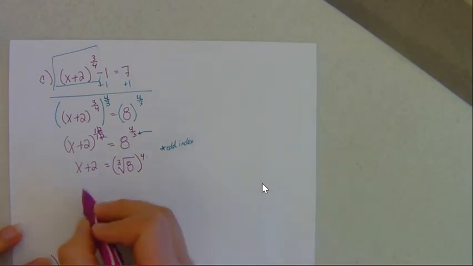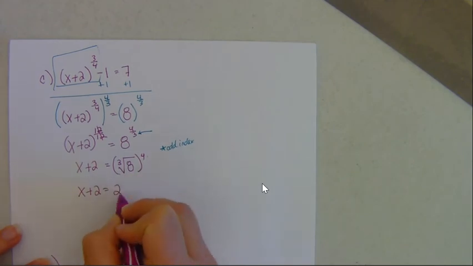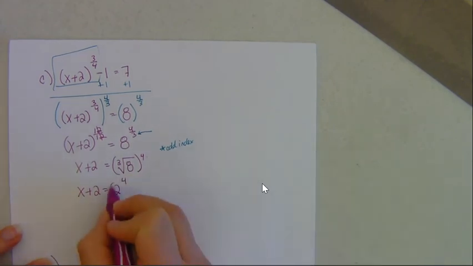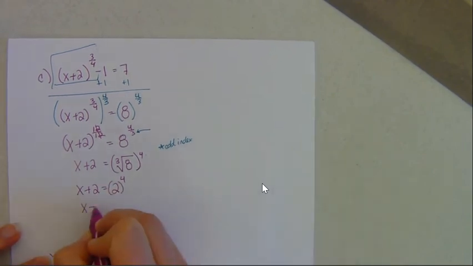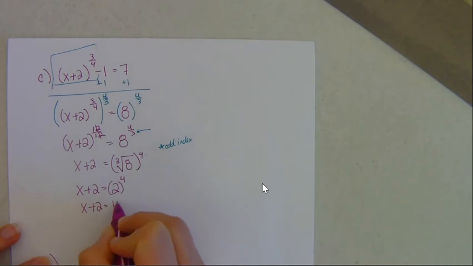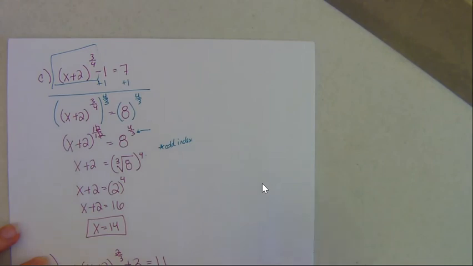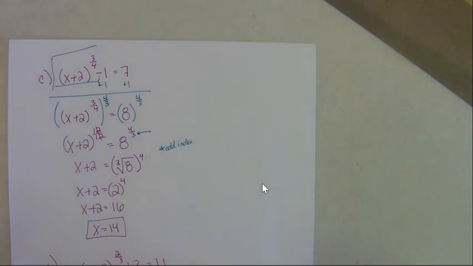So here, now I evaluate this. I have x plus 2, the cube root of 8 is 2, and I still have that to the 4th power. Put that in parentheses in case it was negative. So now I have x plus 2 equals 2 to the 4th, which is 16. We can subtract 2 and get that x equals 14. And we only have that one answer there.